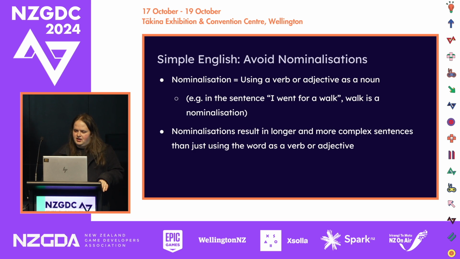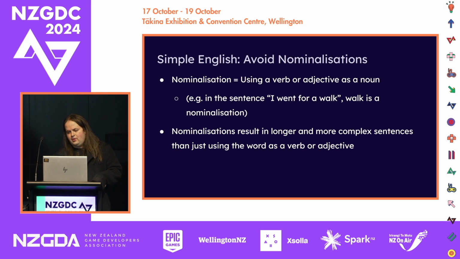On a similar note, a good way to write simpler text is to avoid nominalizations. These are when you use words that are not nouns, so verbs and adjectives, as a noun. For example, if I were to say that I went for a walk, walk is a nominalization because I'm using walk, which is a verb, as a noun. You see that? I used a piece of jargon and I explained what it meant. So, yeah, that's an example of how you can do that.